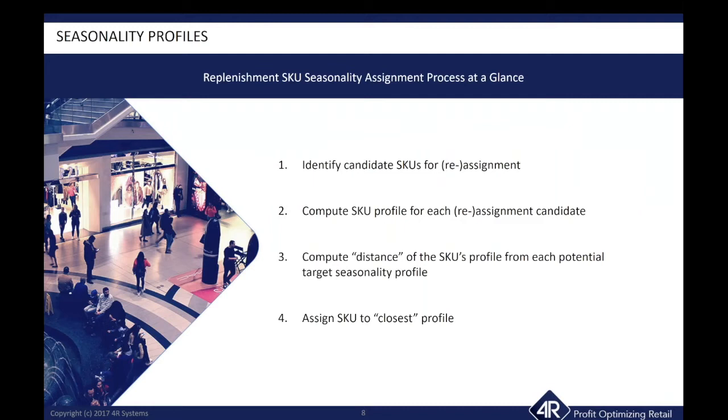There are 4 guided steps that we take when completing the seasonality assignment process, which we will examine further in the coming slides. The first of these steps is to identify the candidate SKUs for assignment or reassignment. Next, we compute the SKU profile for each reassignment candidate, and then we compute the distance of the SKU's profile from each potential target seasonality profile, and finally, we assign the SKU to the closest or best fit profile.